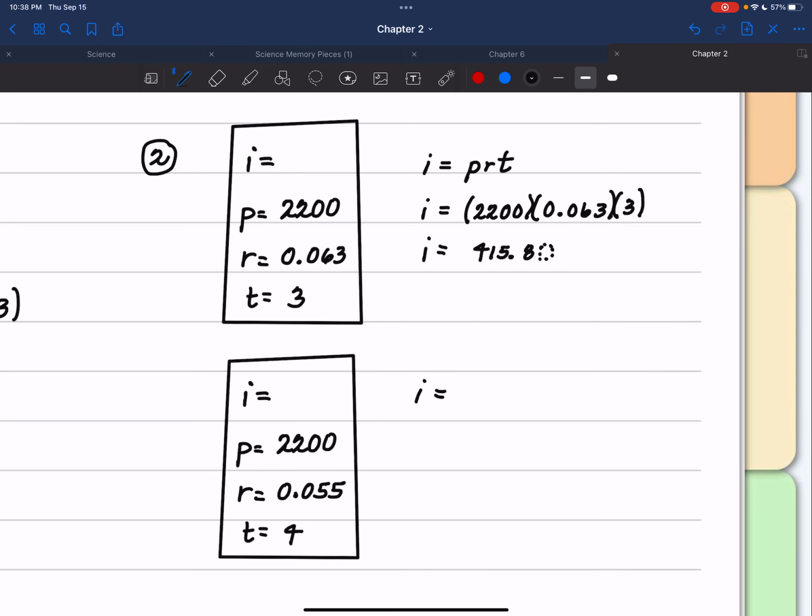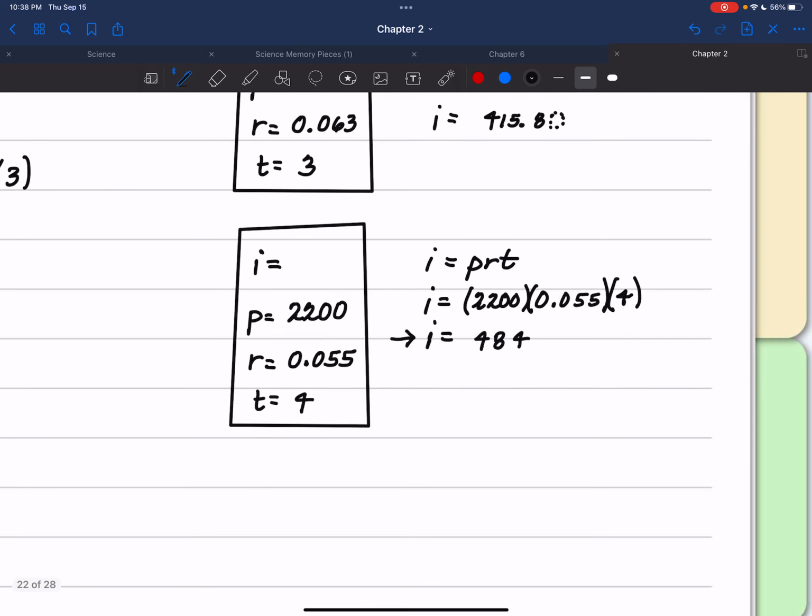Then let's calculate it for this choice. Principal is the same. The rate is lower this time, but the time is greater. So the interest is what we need to know, and that is $484. And Elena said that this one was the better option. Do you agree with Elena?